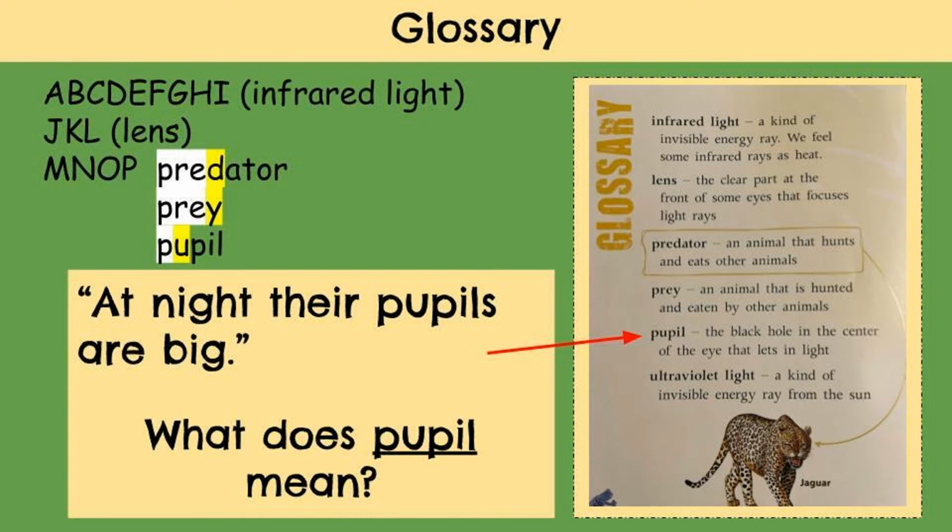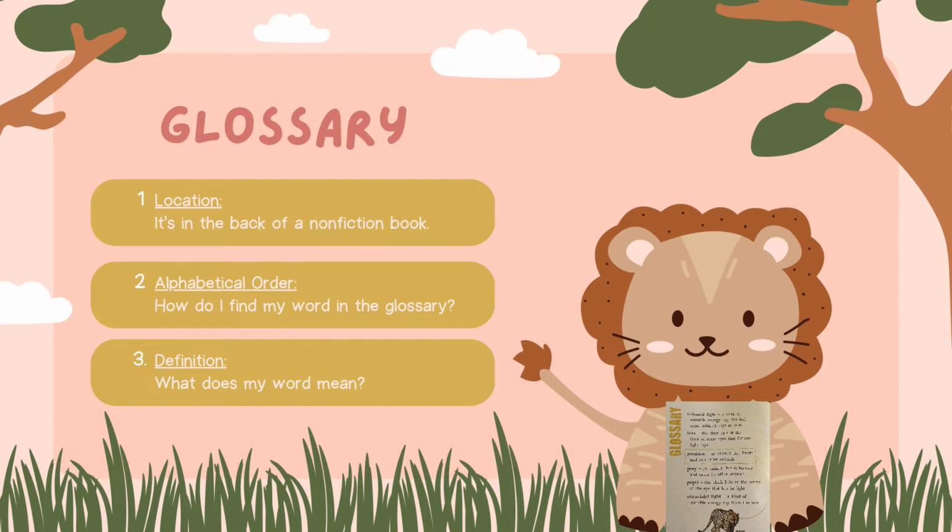Once I find the word pupil in the glossary, now I can figure out what it means. It says it's the black hole in the center of the eye that lets the light in. So when it says at night their pupils are big, I know that they're talking about the animal's eyes. Let's review. A glossary is located in the back of most nonfiction books. It's listed in alphabetical order and tells you the definition or the meaning of a word. Keep in mind that you won't find all the words that you need help with.